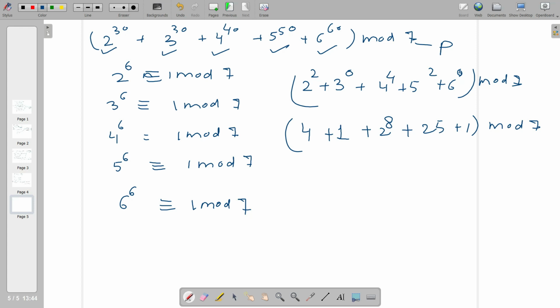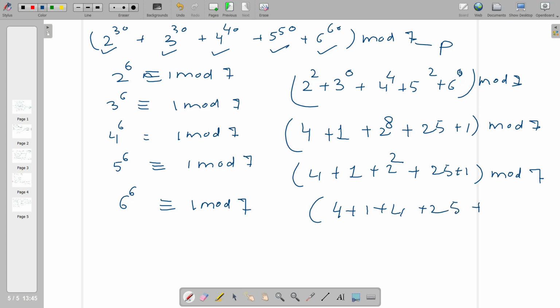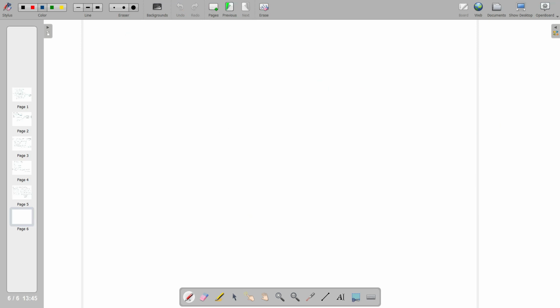So 2 to the power 8, since 2 to the power 6 is again 1, we can write 2 to the power 2 here in place of this. Then 25, then 1 and then mod 7. So it comes out to be 4 plus 1 plus 4 plus 25 plus 1 mod 7, which comes out to be 35 mod 7, and 35 mod 7 is equal to 0. So the answer is 0. So this is how we can solve different types of problems with the help of Fermat's little theorem when we need to find the remainder. But we just need to check the condition.